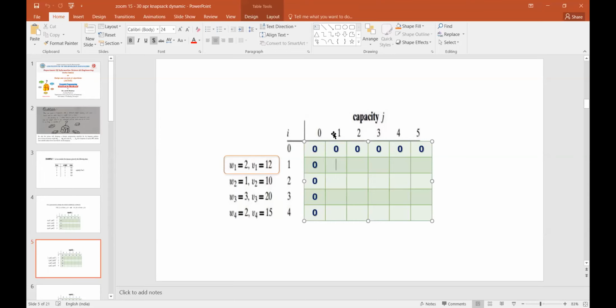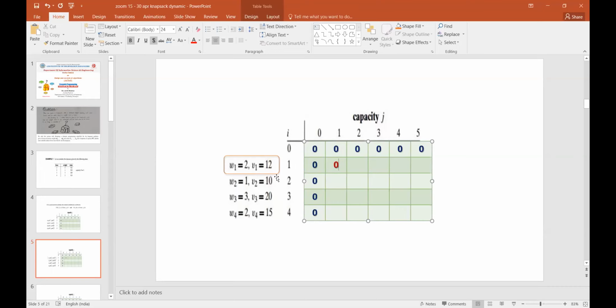But here the capacity of the particular column is 1. Can I include the object here? No, it does not fit because the weight is 2 and the capacity is 1. So I cannot. I will put 0 here.